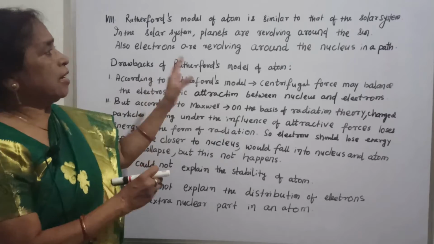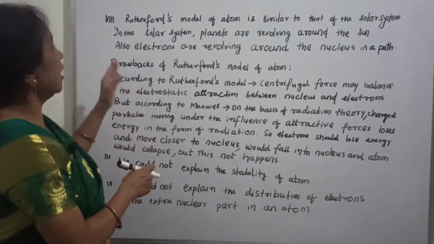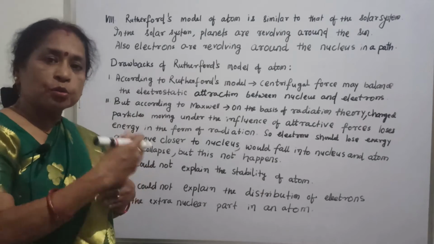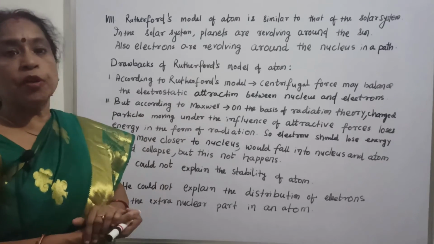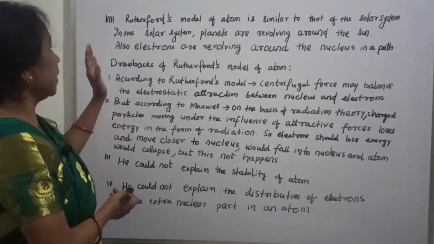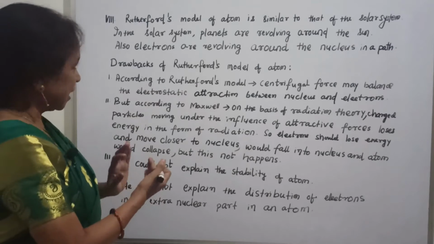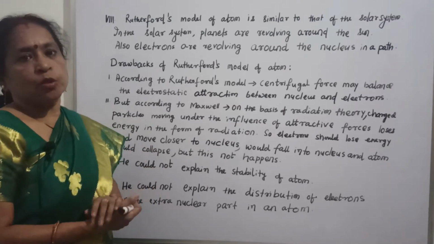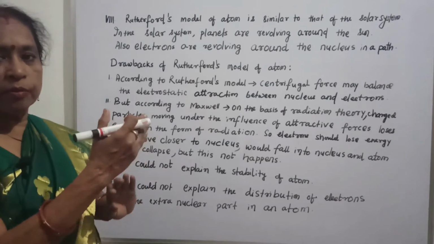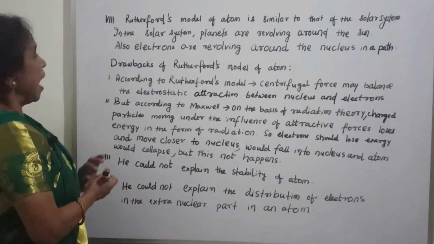As the planets are revolving around the sun, similarly the electrons are also revolving around the nucleus in a path, that is the orbit. So here Rutherford said that, like the solar system, here also the electrons are revolving around the nucleus in a particular path.